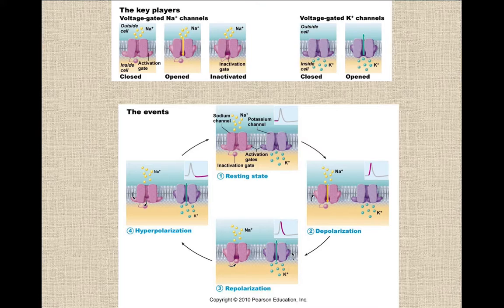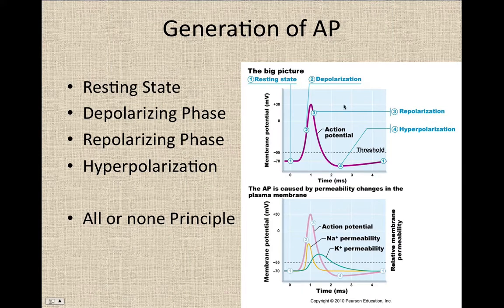So when we're looking at these channels, these are going to be the key players with the action potential: the voltage-gated sodium channels and the voltage-gated potassium channels. So when we talked about the action potential, you can see in this picture where you're going to have sodium permeability, potassium permeability in that green, sodium is in the yellow, and then what the action potential is doing is in that faded pink right here.